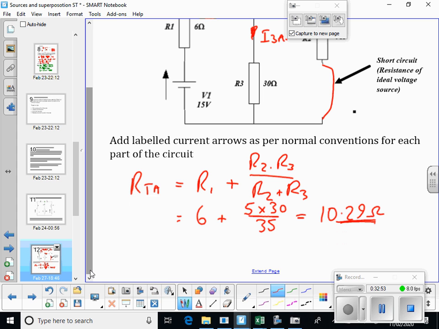Now we know the total resistance, what can we calculate? Because what we've effectively got here now is we've replaced all those three resistors with one. So we've got 15 volts and one resistance of 10.29, and I1A, all of that current from that source flows through it. So calculating the total resistance simplification will allow us to find it.